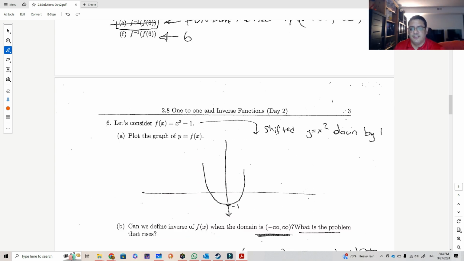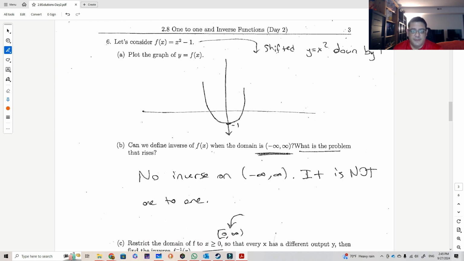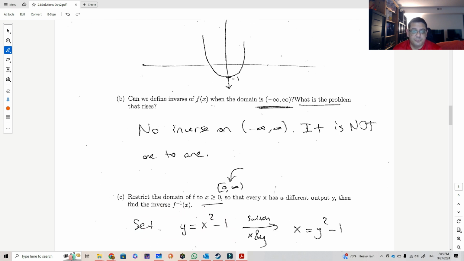Now, question 6 says, consider the function f of x equals x squared minus 1. Plot the graph. Well, we already know that this is a parabola, x squared, that is shifted down by 1. It says, can we define the inverse of f where the domain is minus infinity to infinity? What is the problem that arises? And the answer is, again, no, because we don't have a one-to-one function in minus infinity to infinity.